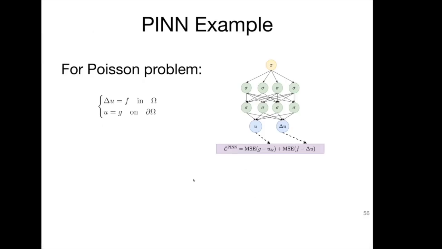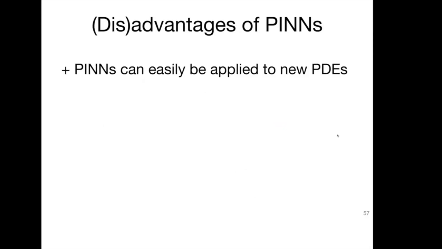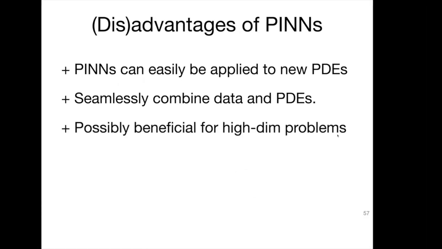For instance, for a Poisson problem, this is how the architecture would look, and then one uses automatic differentiation to evaluate the Laplace operators, or whatever the differential operators are, in the loss function. Now, the nice thing about PINNs is that they can very easily be applied to new PDEs, and they can seamlessly combine data and PDEs, just because it's all stuff that goes into the loss function, then you train and you hope for the best.